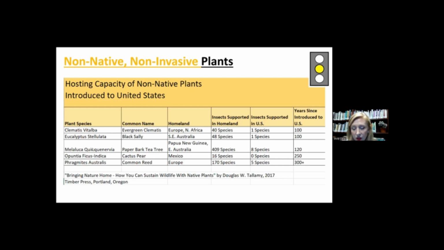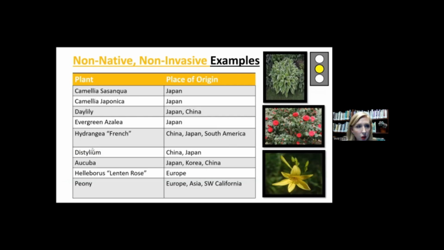So this shows us that if the native plants in our backyard decline, the birds will go elsewhere to feed themselves, because the baby birds are dependent on insects. So again, yellow light here, but definitely concerning.